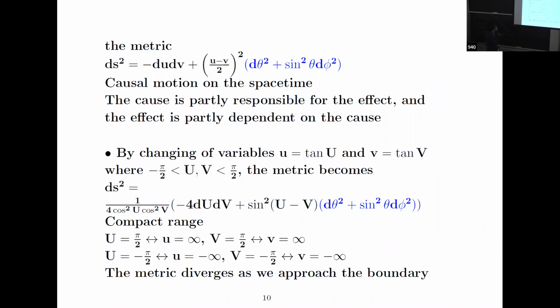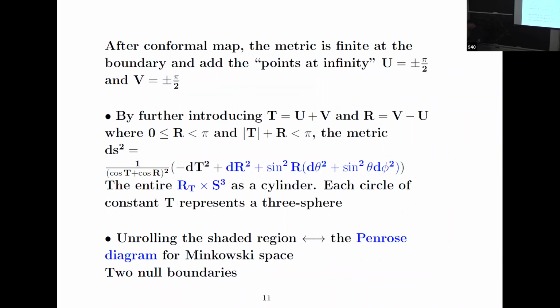The good thing here is that we have a compact range for the new variables u and v, and we can check the old variables from the new variables. We can have these simple relations, but we still have this overall factor, and somehow we have a divergence due to this factor. So we can introduce the conformal map by observing those overall factors. Then we can have some good properties of the metric here.